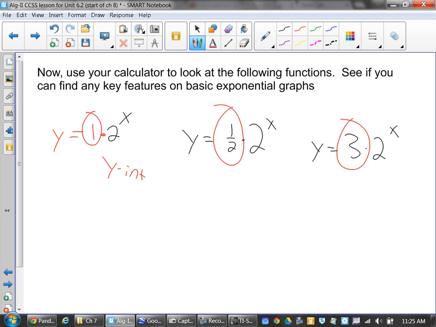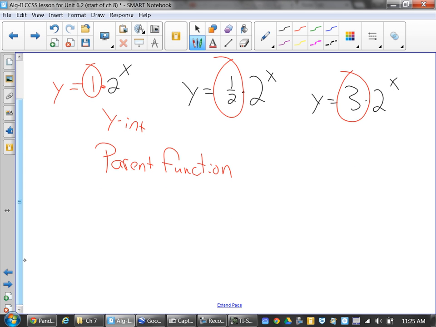What's happening here is that we are looking at a parent function of exponential growth, y equals a times b to the x. This a times b to the x is the parent graph.